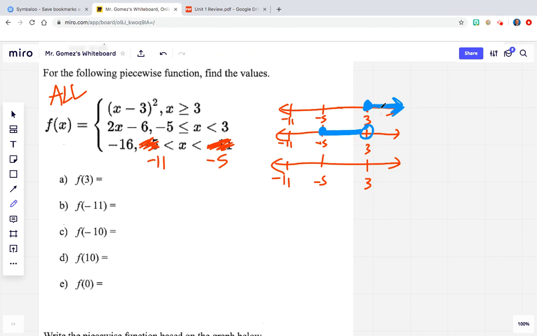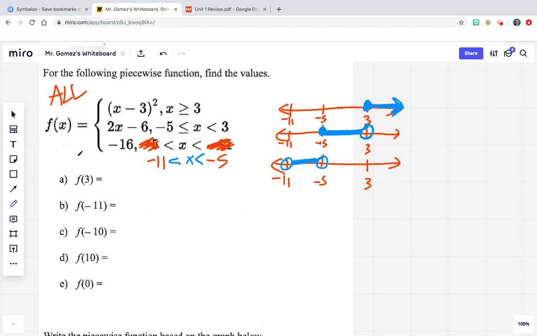The top function would only exist on this domain, and this bottom function of y equals -16 will only exist on this domain here. So it'd be between -11 and -5. Everything in between, but not touching -5 and not touching -11.